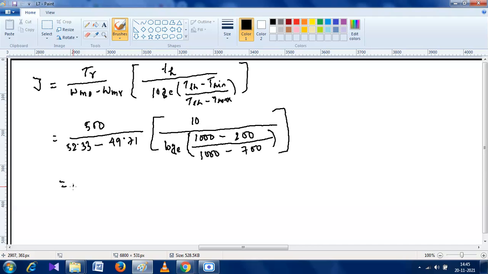First calculate the value of 500 divided by 52.33 minus 49.71 and tell me the value of this portion, then we go to the logarithm portion. Just calculate that part, then we go to the logarithmic portion. In the calculator it gets done directly, but do it part by part, otherwise if one place goes wrong, everything will be wrong. It has to be done part by part.